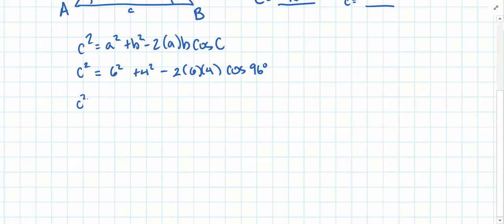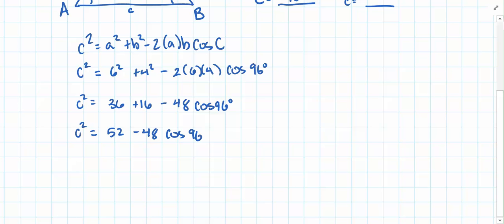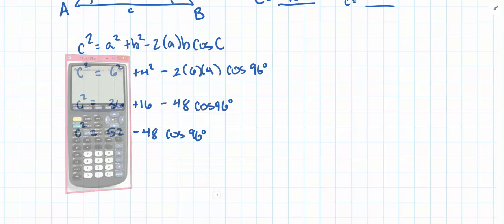So that for c squared is going to be 36 plus 16 minus 2 times 6 times 4, which is 48, cosine 96 degrees. That 6 times 4 is 24, and then double that. So 36 and 16 is going to be 52 minus 48 cosine 96 degrees. So this is how you plug this in the calculator. This is the part where I think you're messing up.